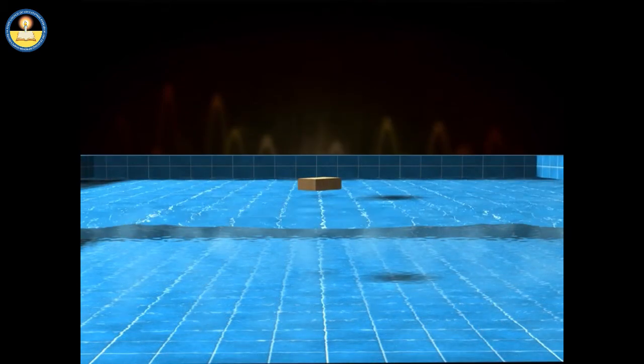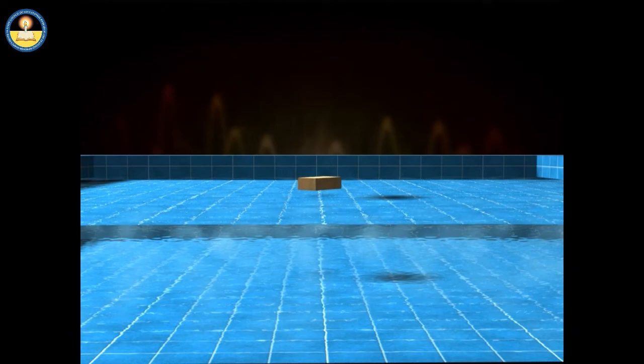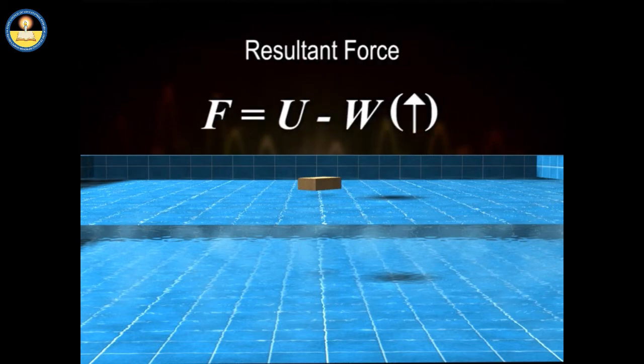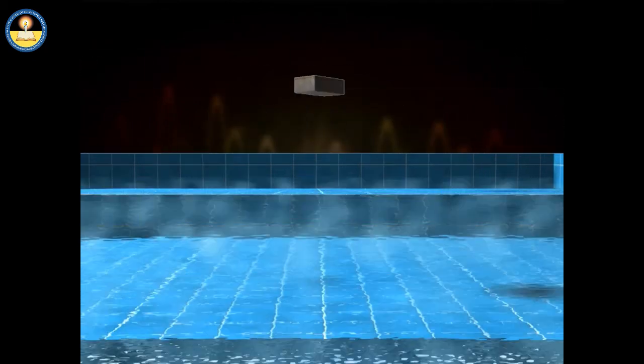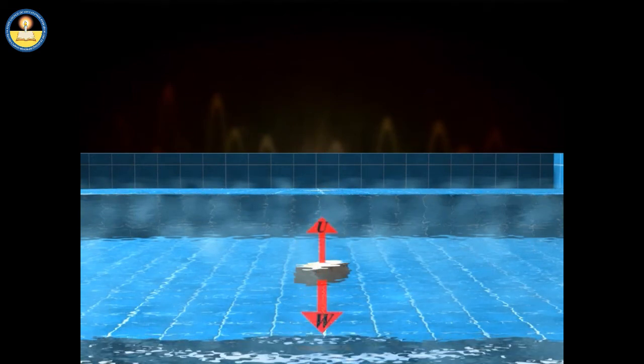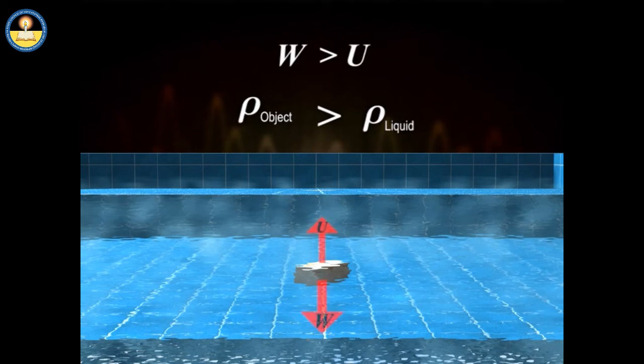If we drop a wooden block in water, it floats, as the density of the wood is less than the density of water, or in other words, the weight of the wooden block is less than the buoyant force and the resultant force is an upward force.